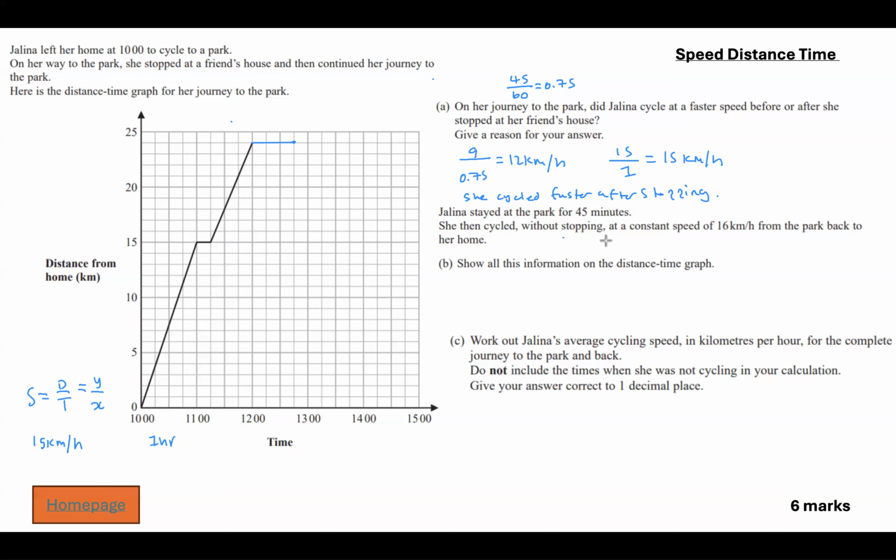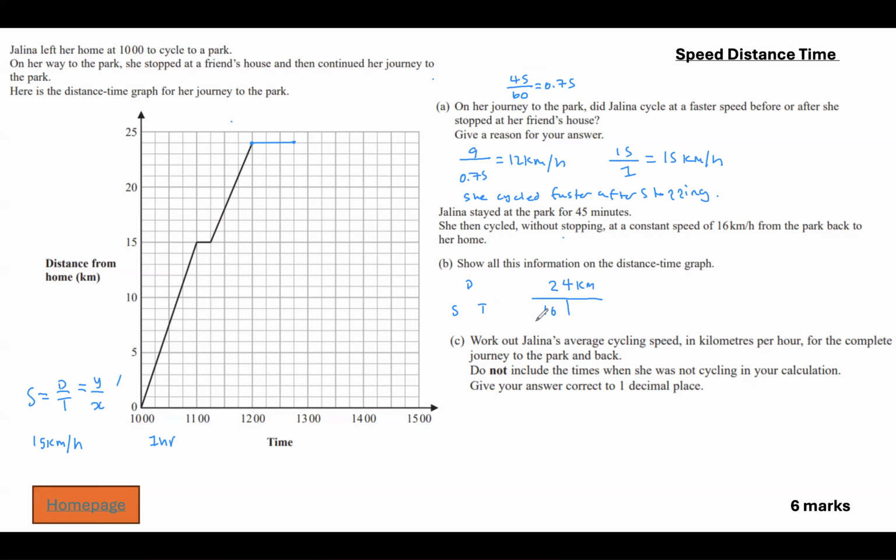She then cycled without stopping at a constant speed of 16 kilometers per hour from the park back to home. Okay, so again, we need to use our speed, distance, time triangle here. So we know our speed is 16. We know the total distance that she needs to cover back. So the distance from her house to the park is over here. So that's 24 kilometers. So what we need to work out is how long is it going to take her to cycle back?